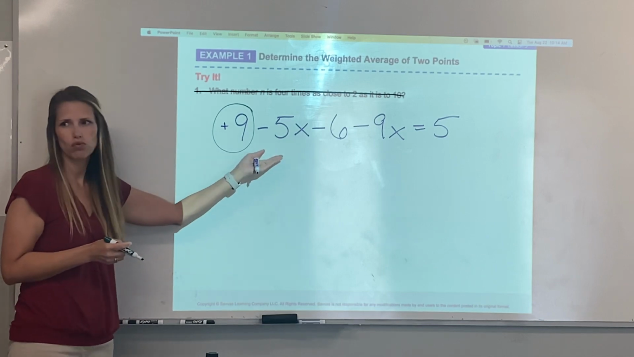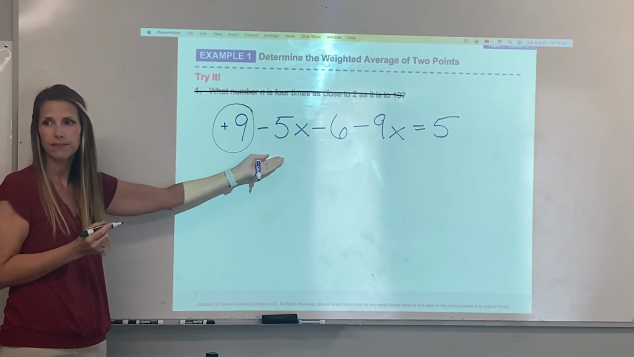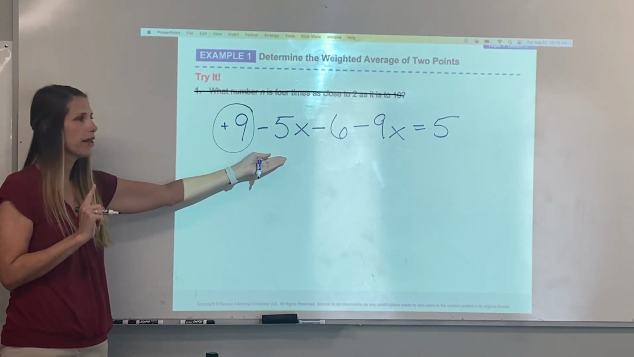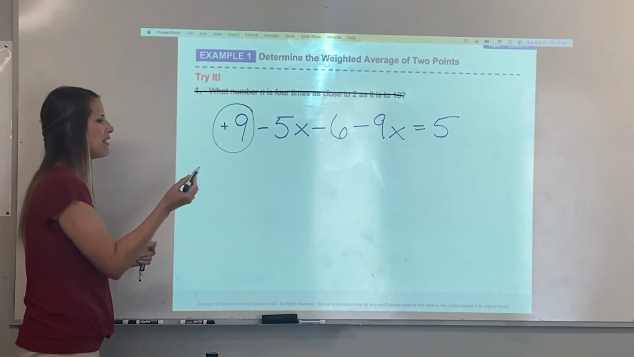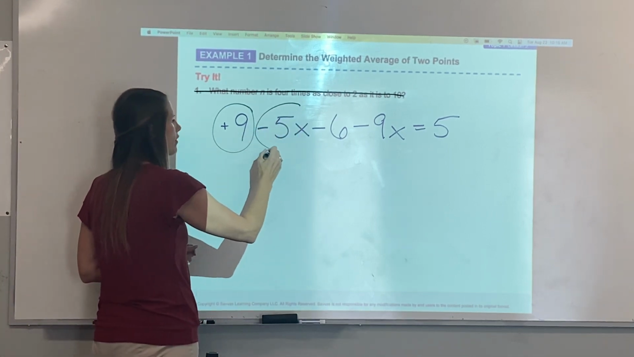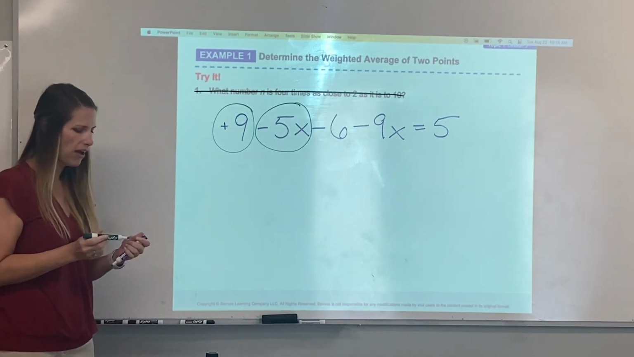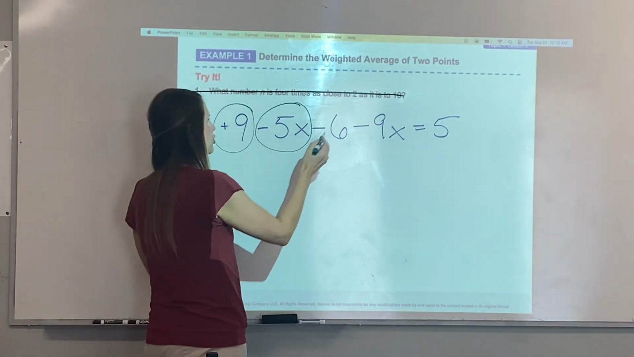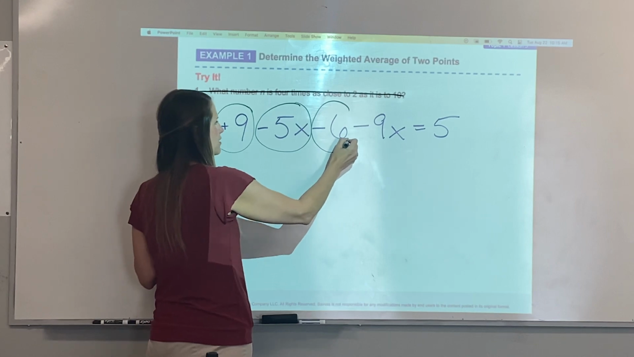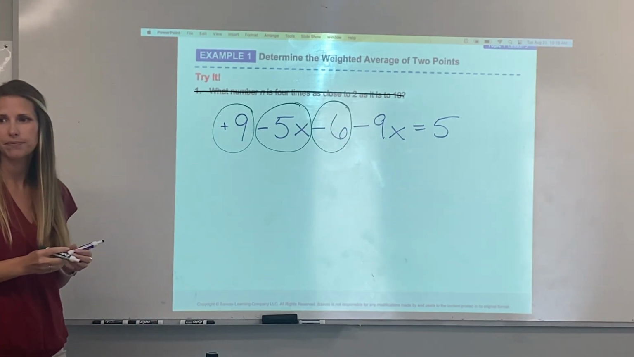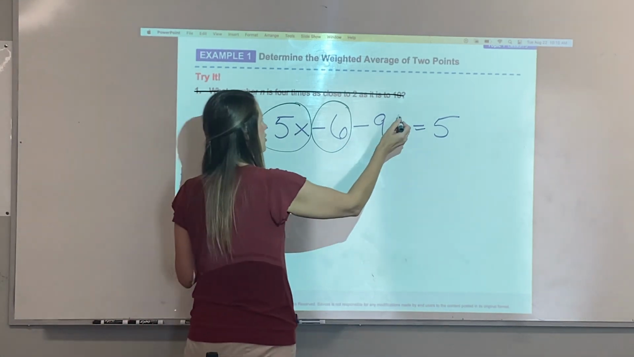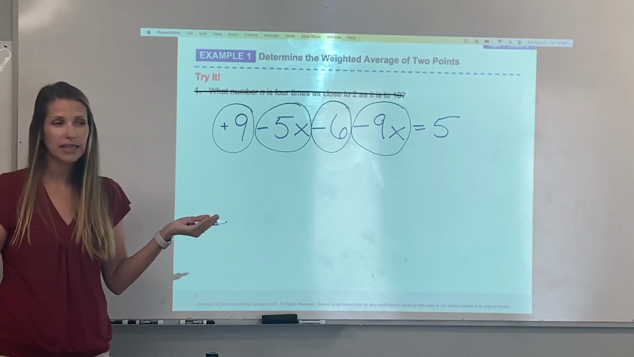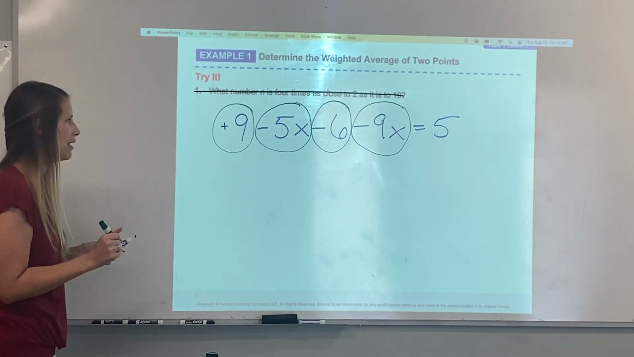What is my next term? Read it with its sign. My next term is 5x. Close. Read it with its sign. Negative 5x. So I'm going to circle my term with its sign. Negative 5x. What's my next term? Negative 6. Circling the term with its sign. And my last term is negative 9x. Good. You guys are getting into the habit of identifying your terms with their signs. If you ignore the sign, your problem is wrong every time, okay?